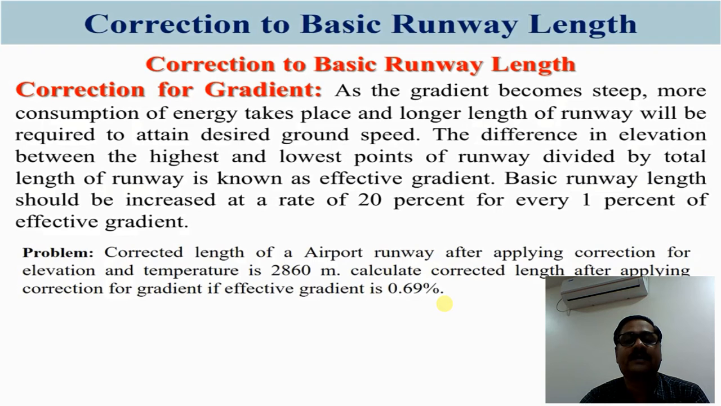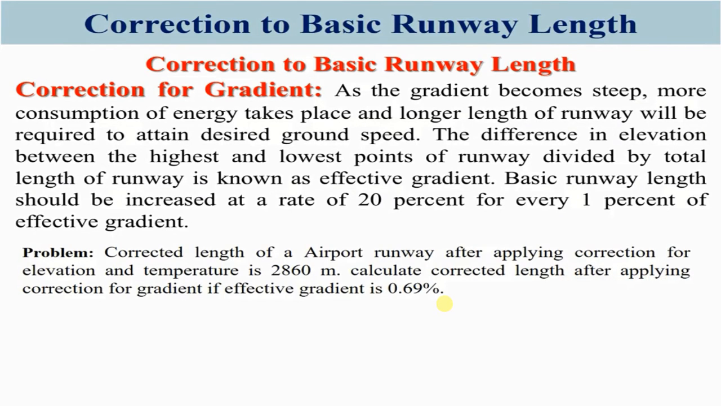So for that, let's have a simple problem, then we'll be doing the problems which are typical ones. So let's start with a simple problem. Corrected length of an airport runway after applying correction for elevation and temperature is 2860 meter. So whatever value I am having over here, that is 2860, this value is after applying correction for temperature and elevation. What is it saying? Calculate corrected length after applying correction for gradient if effective gradient is 0.69%.